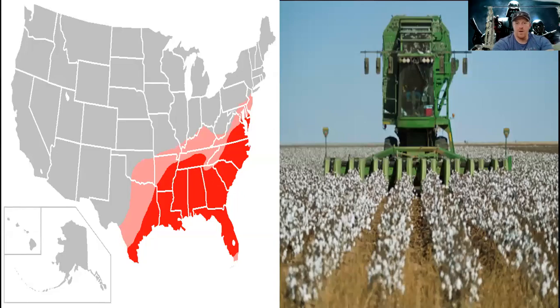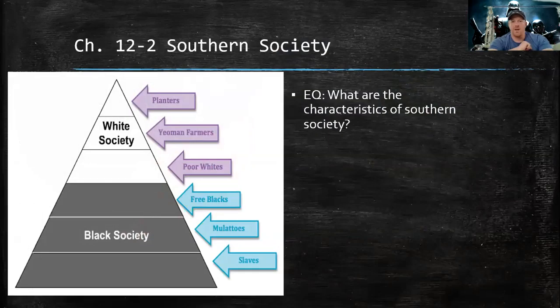And on the right, you have how we pick cotton today, okay? Get up on a John Deere tractor, go plow. So let's talk about Southern society, and you have this pyramid right here.